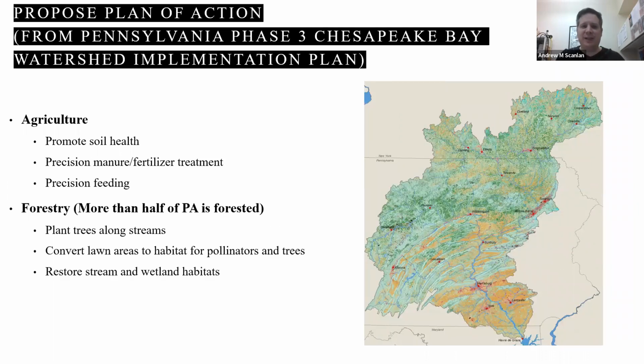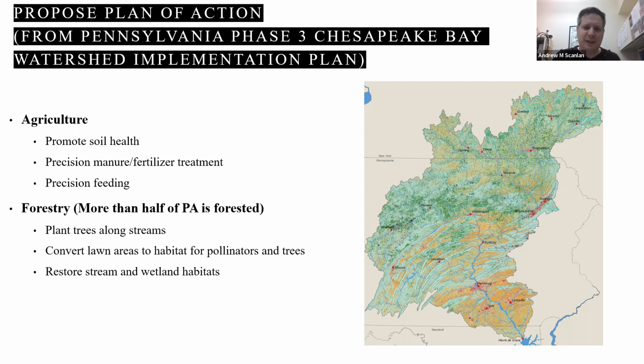Pennsylvania has proposed some plans of action. So how can we better address this? How can we better drop our nutrient loads even further to help the bay stay on track for those targets? With agriculture, there are plans to promote soil health. This would be rotating crops regularly and doing what's called precision fertilizer treatment, so fertilizing the farms at particular times of year, especially when it's not going to be raining a lot, and also what's called precision feeding.